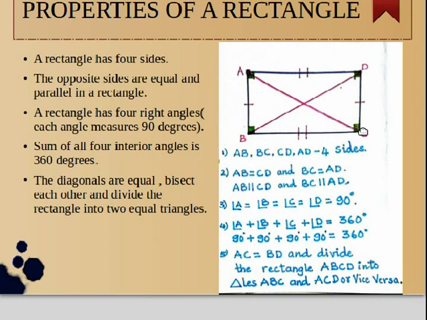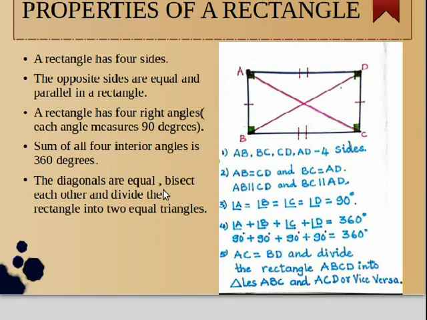So that were the properties of the rectangle. It has four sides. The opposite sides are equal and parallel. A rectangle has 4 right angles. The sum of all 4 interior angles in a rectangle make 360 degrees. The diagonals are equal. They bisect each other and divide the rectangle into 2 equal triangles.